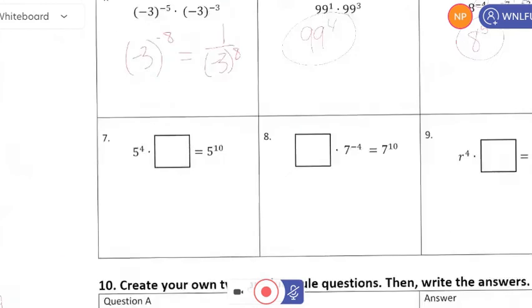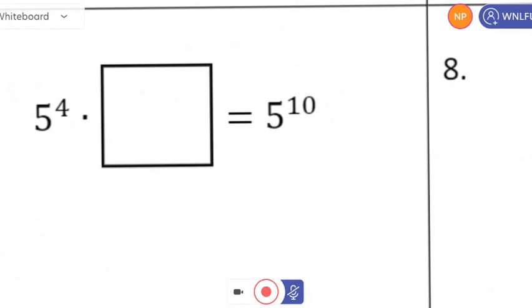Okay, next one, we have number 7. So we have the answer, and we're missing that second number. So I know that the base has to be the same, so it has to be 5. Now, if you remember the product rule, we add our exponents. So we need to look at 4 and think about 4 plus what would give me 10. Or take 10 and subtract 4, and you get 6. So 5 to the power of 6.